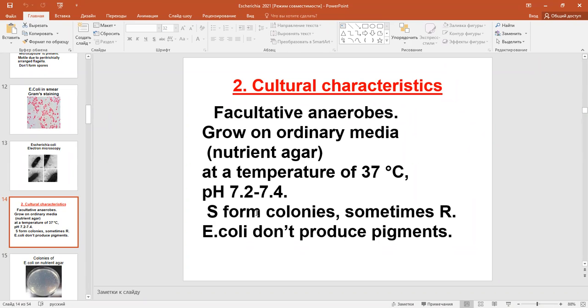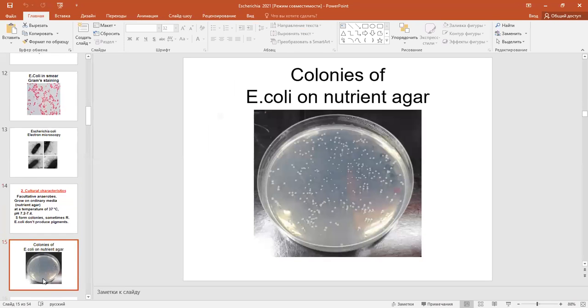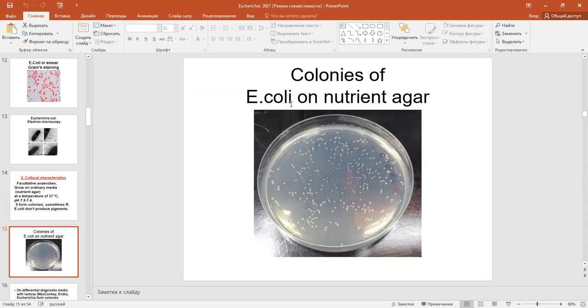Typical colonies are S-type. It's important because in microbiological diagnosis the cultural method is used very often, and we are looking for suspicious colonies. Suspicious colonies are colonies of the presumptive causative agent, and we have to know what colonies are formed by suspected causative agents, S-type or R-type, with color or without color. So it's important. There is a photo of colonies of Escherichia coli on nutrient agar: small S-type colonies without color.